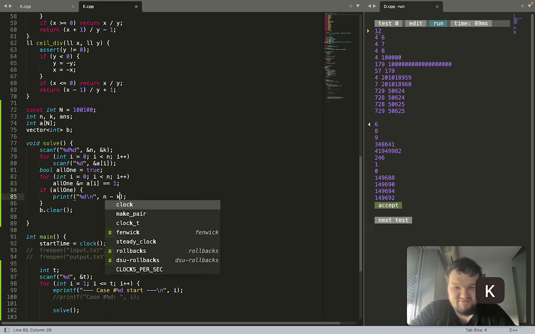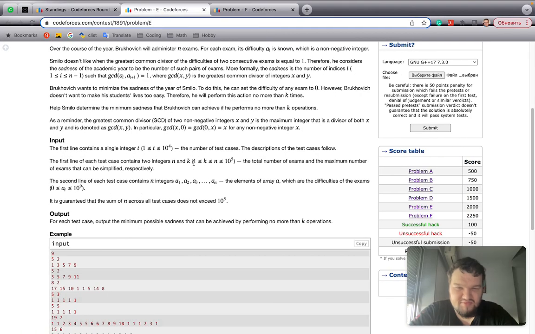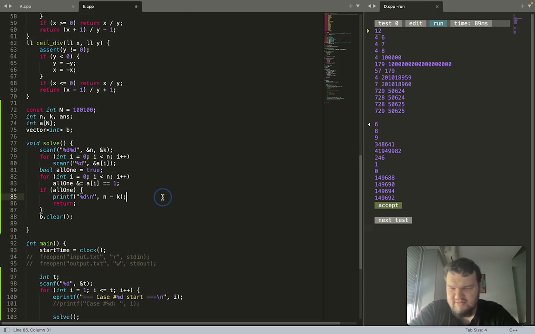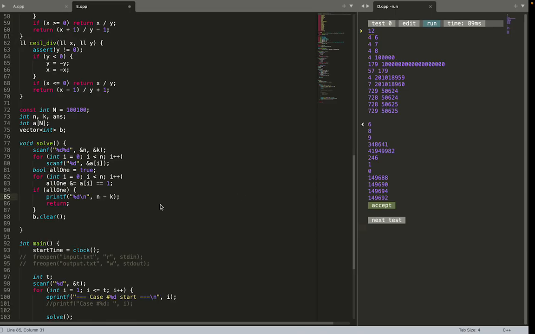So the answer is n minus k. Well, technically it should be maximum of k and 1, but k is at least 1. So in the beginning all the pairs are bad, so there are n minus 1 of them, but on the first iteration we cannot reduce the number, but then we can. And k is up to n, right?